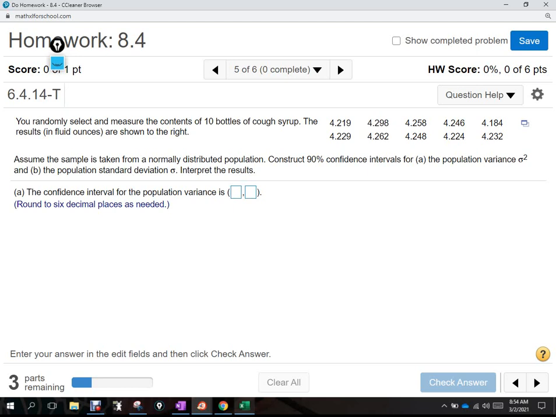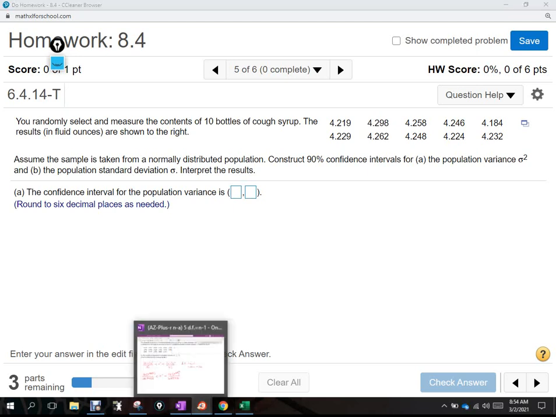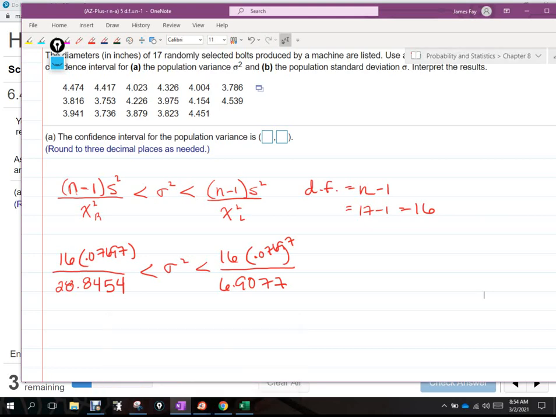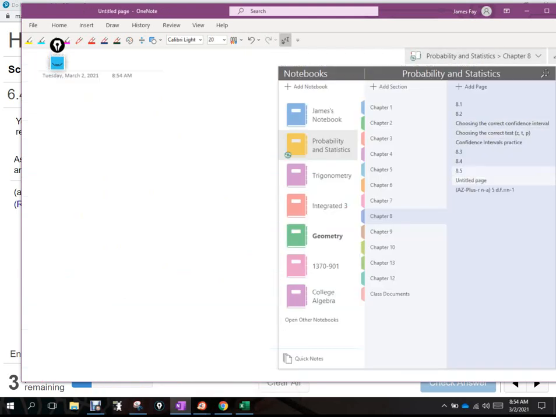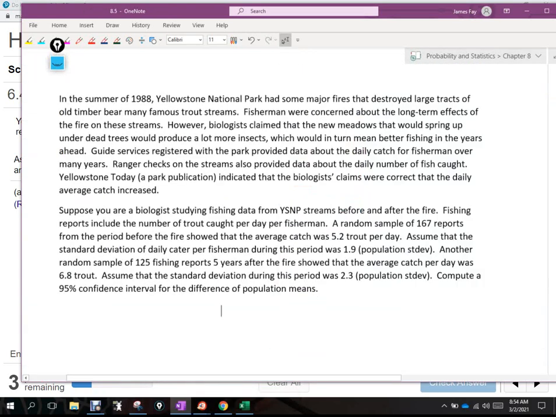I want to get into one more example of the difference in means, the difference in two sample means. But if you have more questions on the chi-square, we can talk about that again tomorrow as well. Okay.